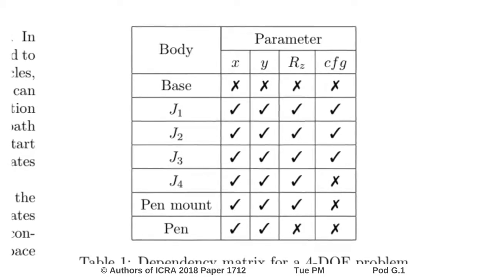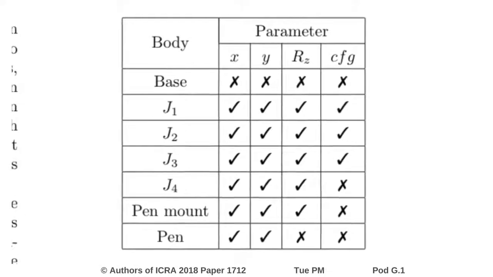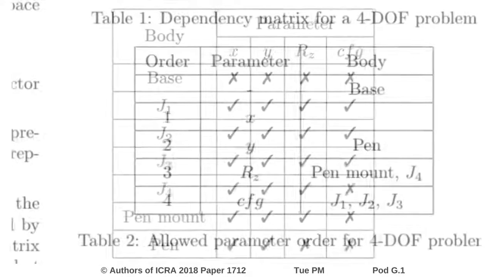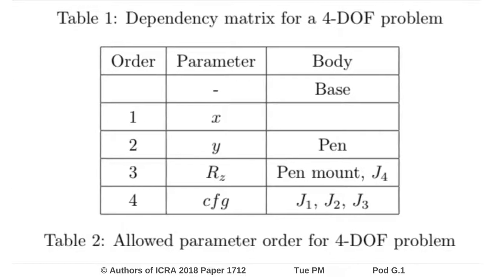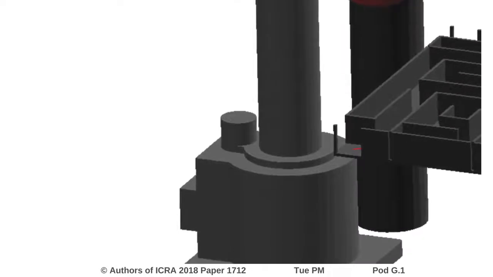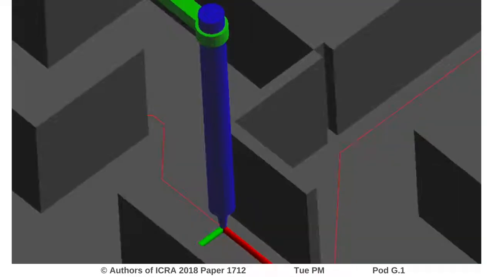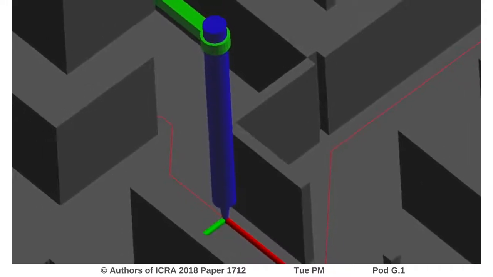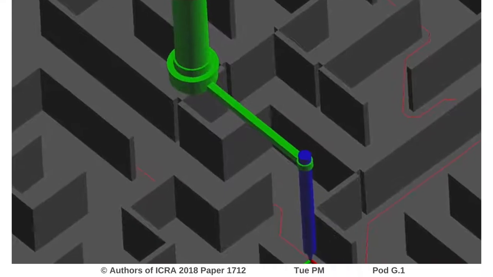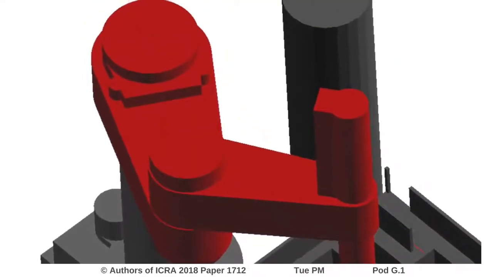This results in the dependency matrix, a Boolean matrix of coupled bodies and T-space parameters. The second stage is to sort the T-space parameters, and finally we allocate bodies to parameters when there are no longer any dependent parameters remaining. In this case, the base is not dependent on any parameter and can be allocated first. The pen can be allocated once the x and y parameters are set, the pen mount and joint 4 once rz is set, and joints 1, 2 and 3 once the configuration is set.